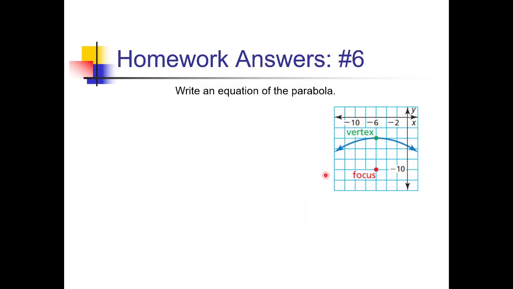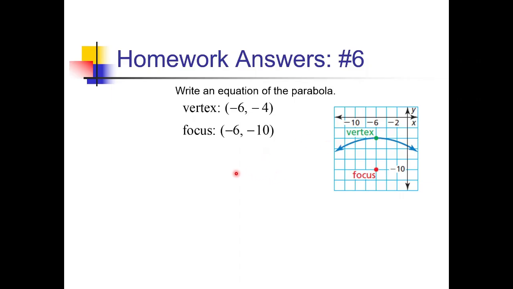For this problem, they've given us a graph of a parabola, and they want the equation. So let me write down the important pieces that they've given me here. The vertex, it looks like, is going to be negative 6, comma, I believe this is negative 4. These are all going by 2's, these grid lines. So negative 6, negative 4. And then the focus down here is going to be negative 6, comma, negative 10.